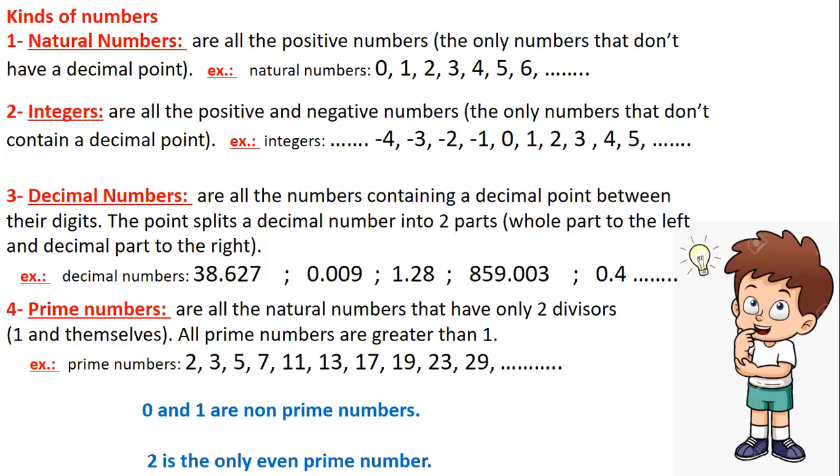Number four, we have the prime numbers. Prime numbers are all the natural numbers that have only two divisors. These two divisors are 1 and the number itself. All prime numbers are greater than 1. Examples of prime numbers: 2, 3, 5, 7, 11, 13, 17, etc. We know that 0 and 1 are non-prime numbers, and between the prime numbers, 2 is the only even prime number.